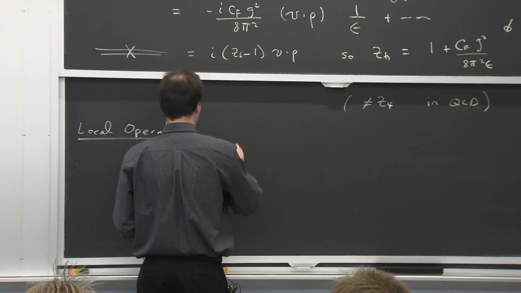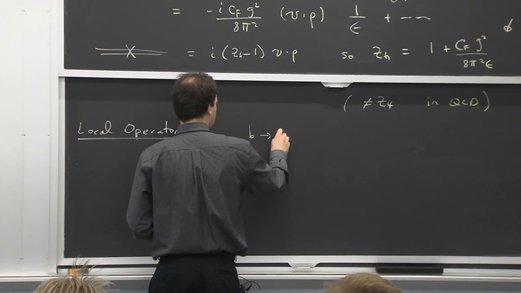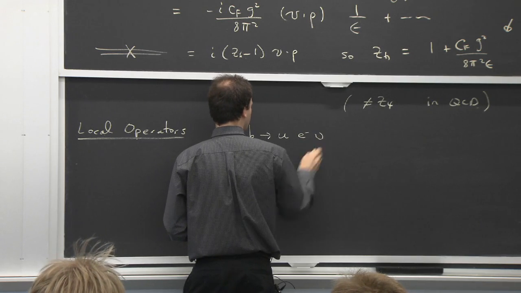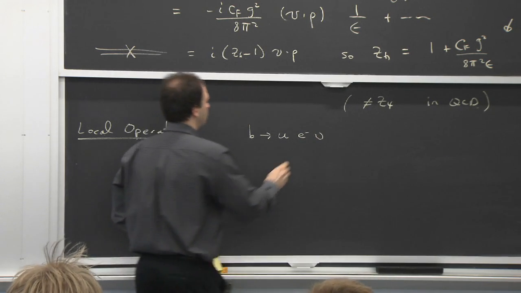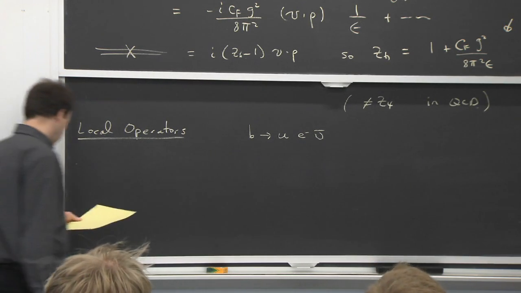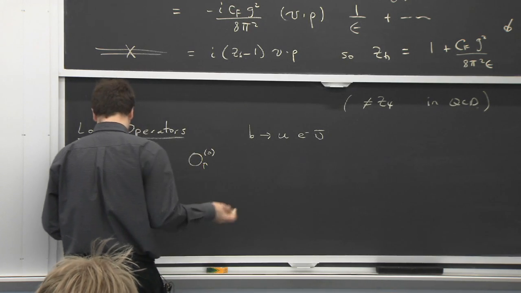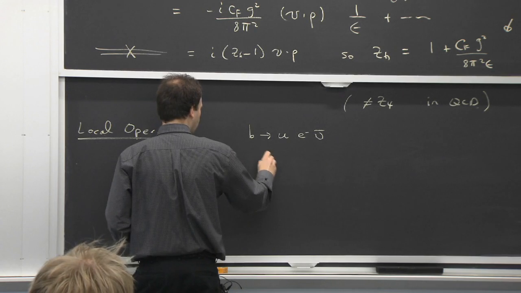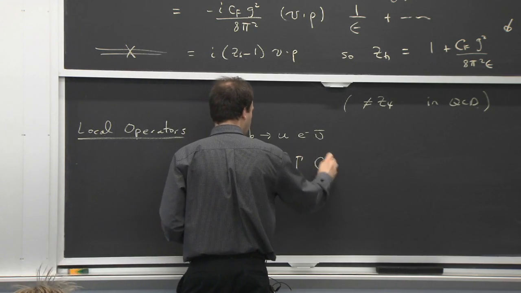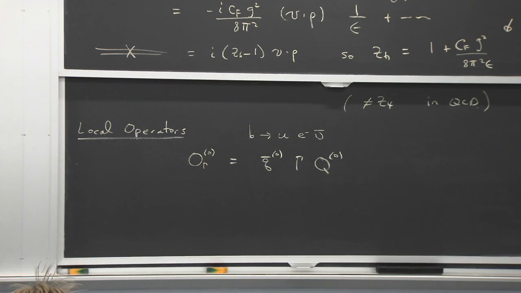And so let's think about something that would make a heavy to light transition. So for example, if you looked at B goes to U, electron, neutrino, then that would be a heavy to light transition. The B quark is heavy, the U quark is light. So to describe that, you would use some operator that has 1 heavy quark and 1 light quark. So let me call the light quark small q, and the heavy quark big Q. And so you'd have some operator that looks like that.